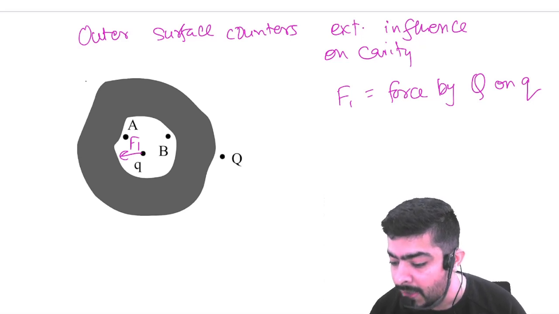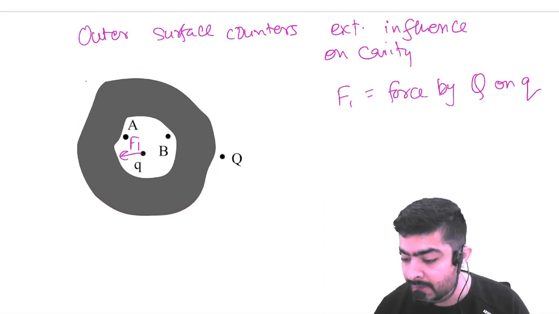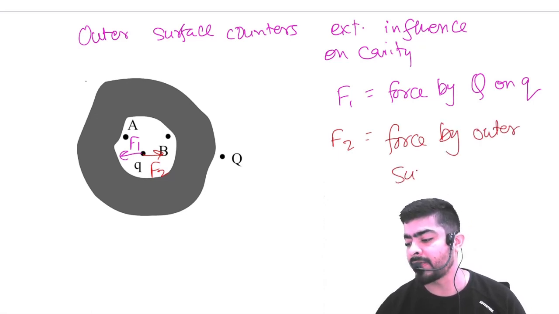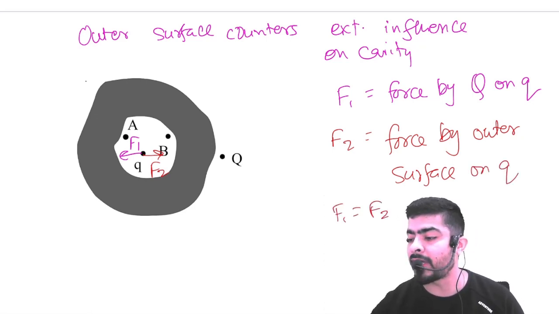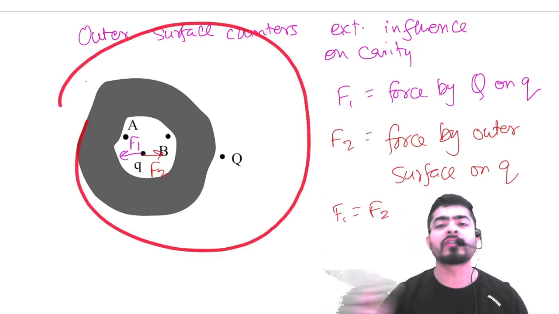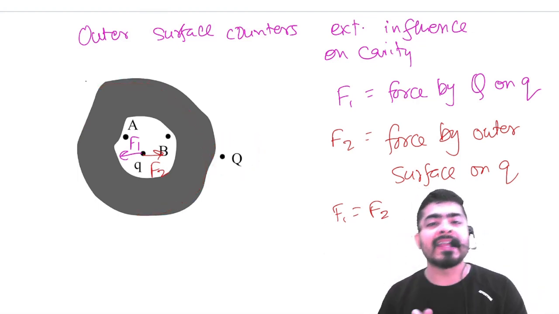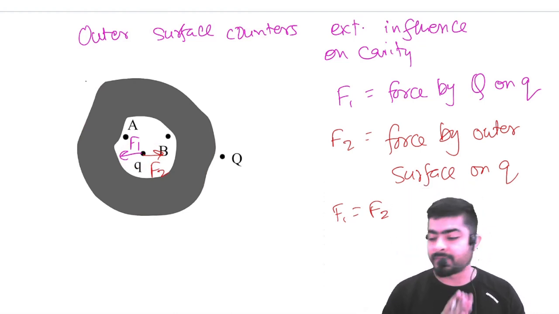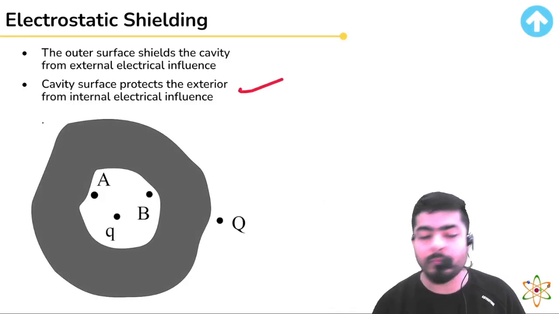Then the outer surface will apply another force on the small q. This force will be F2. So F2 is what? Force by outer surface on small q, and F1 is equal to F2 so that the net force due to the outside becomes 0. Outer surface and q, they cancel each other while applying force on the small q charge. Is this point clear? Okay, this is very important. Remember this point. Alright. Now, what does the second point say?